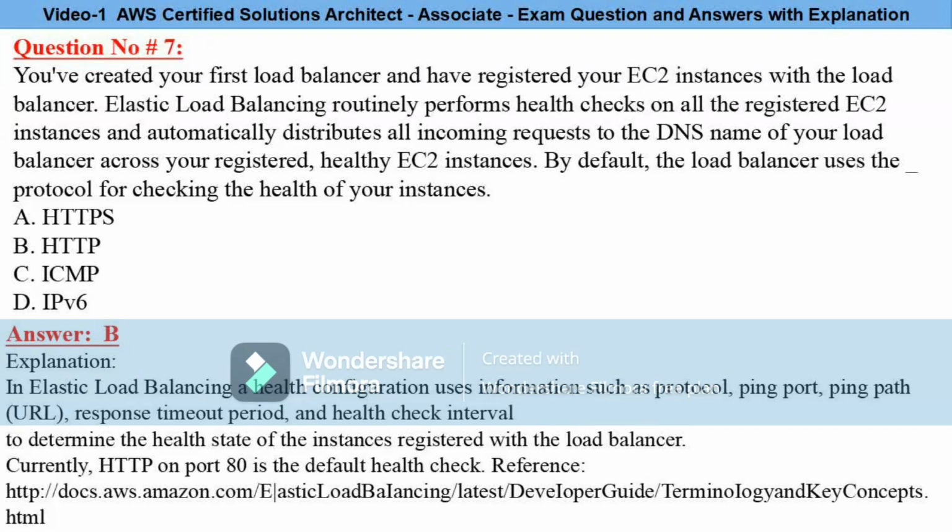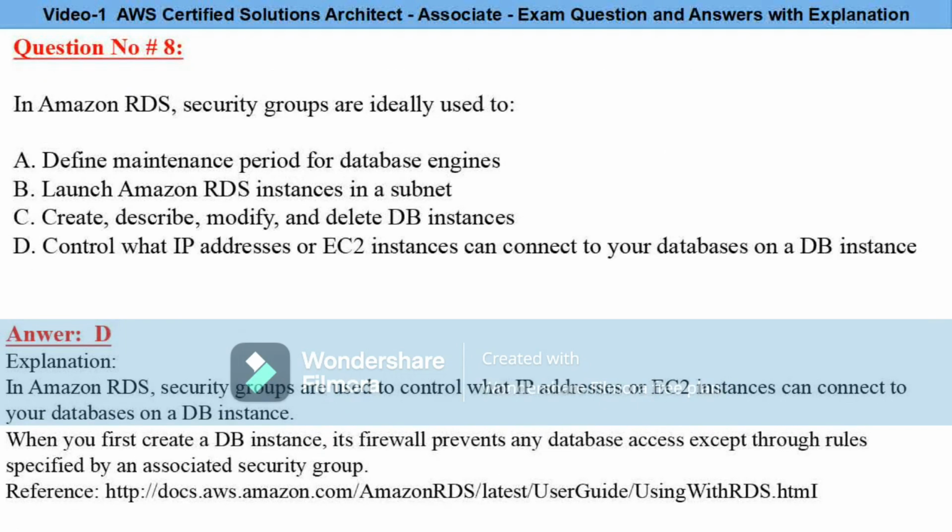Question number 7. You have created your first load balancer and registered your EC2 instance with the load balancer. Elastic Load Balancing routinely performs health checks. So the answer is B, HTTP. Because in Elastic Load Balancing, a health check configuration uses information such as protocol, ping port, ping path, response timeout, and the health check interval to determine the health state of the instance. Currently HTTP on port 80 is the default health check. Let's move to question 8.